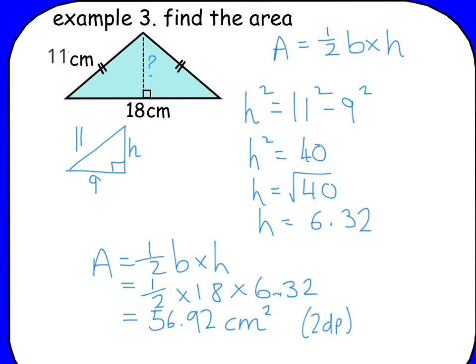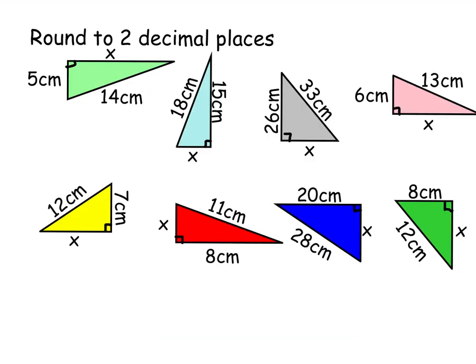Okay, there are questions on the next slide. So here are 8 optional questions if you want to try them. I've got the answers. If you pause it, try them. The answers will come up in a second or two. And I've done them all to 2 decimal places. Each one of these will be short sides. Okay, so remember, for the first one, this green one, you'll start with 14 squared, take away 5 squared. It's always the biggest number first, and so on.